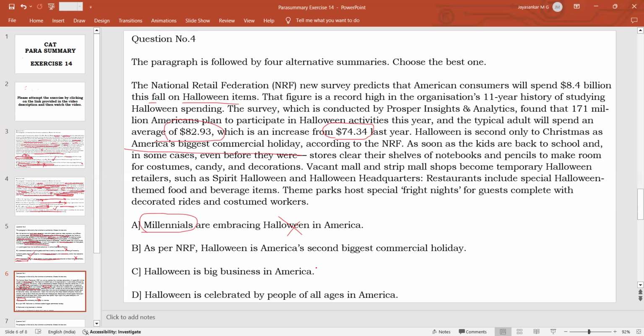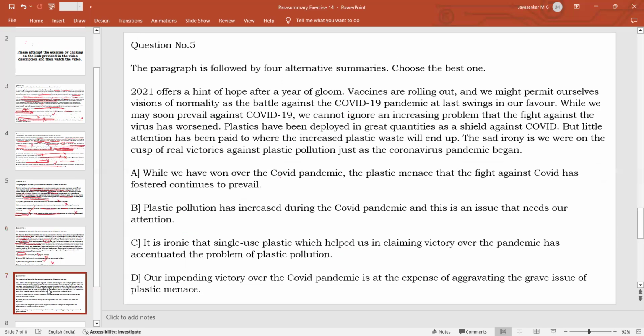The same concept we have discussed: the answer that talks about the essence of the passage is option C. So option B is a supplementary idea. Option D is also a supplementary idea. As a result, the main idea is Halloween being a very big commercial festival where a lot of spending and consumption will happen. That is why the passage is focusing on the consumption trends of Halloween over the years. So option C is the clear answer. The passage might seem difficult because a lot of data is there, but once you understand the passage, the option becomes very, very easy and simple.